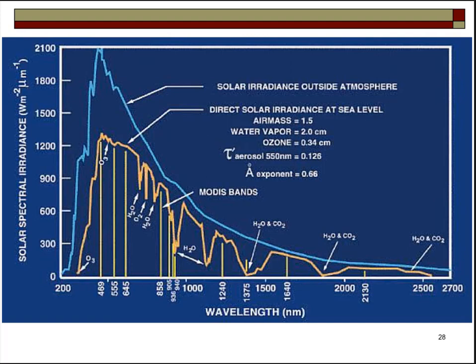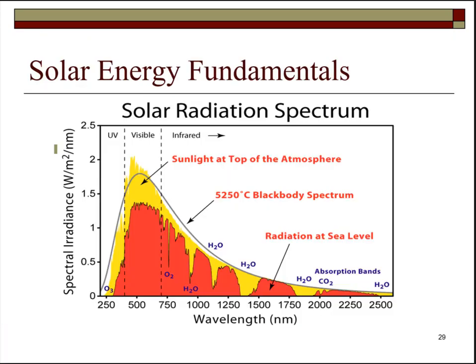Same graph, but in an expanded view. This is somewhat of a similar view of the solar radiation at the top of the atmosphere and at sea level, but also indicates what is ultraviolet, what is visible, and what is infrared.